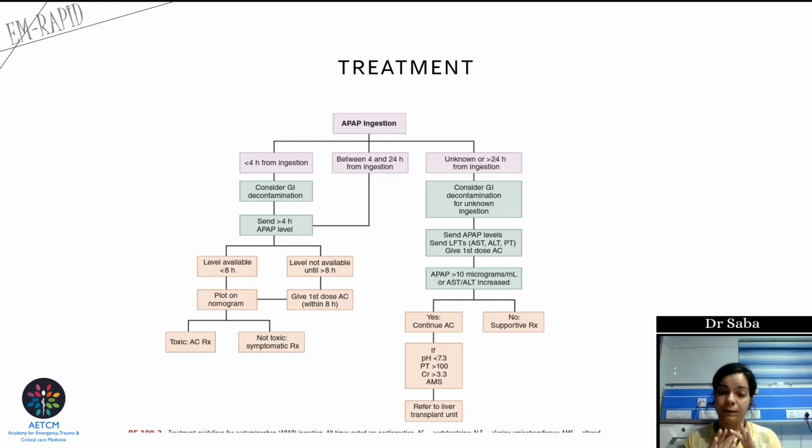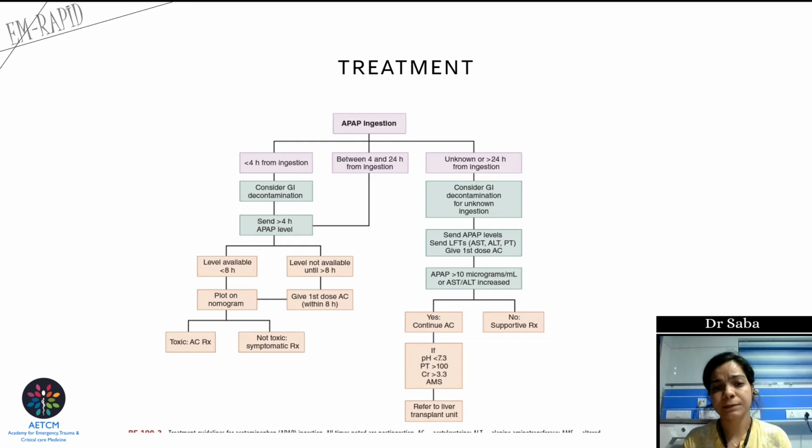Now, to sum it up, less than 4 hours, we do GI decontamination. Then we send the samples to check for the acetaminophen concentration in the body 4 hours post ingestion. And if the level is available to us within 8 hours, then we will plot it on the nomogram. If it crosses the toxicity level, we will give the N-acetylcysteine treatment. If it does not, then we will only manage symptomatically.